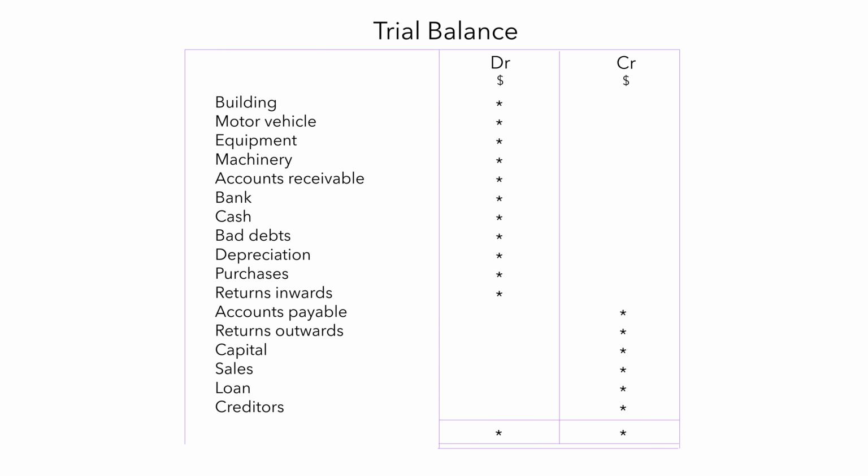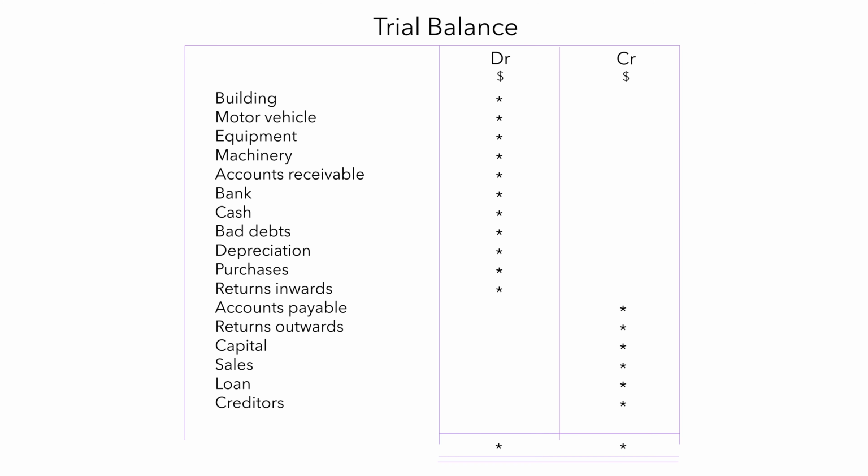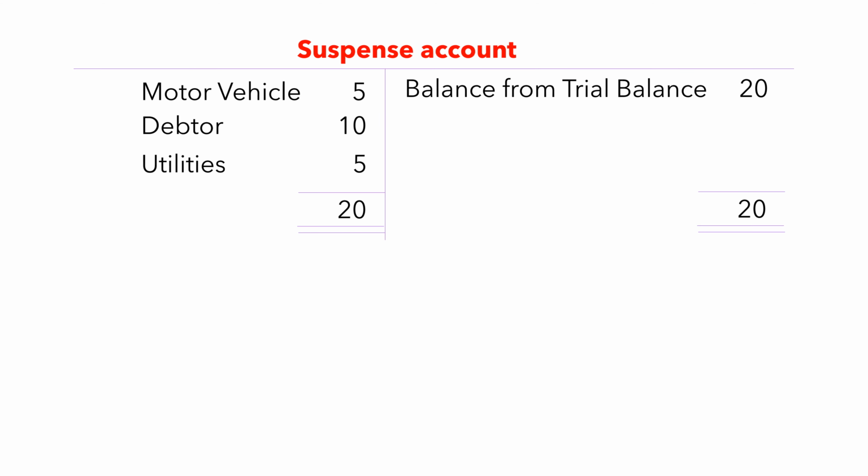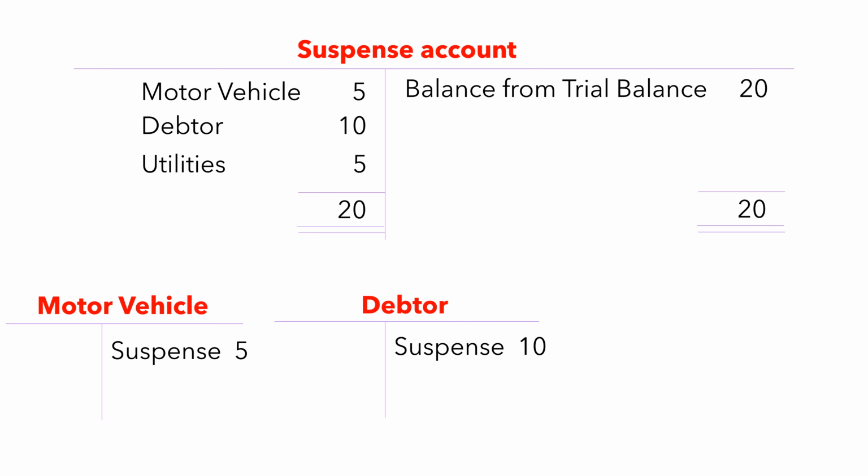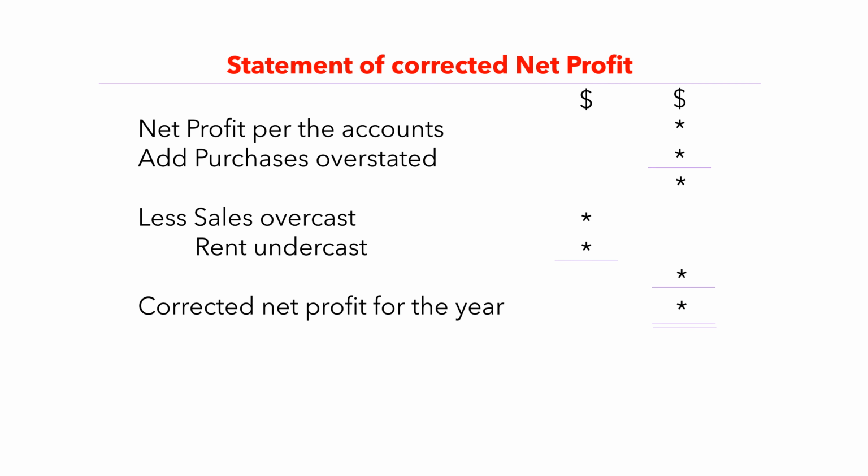Errors that affect the trial balance are corrected in several ways. These are suspense account, that helps you to locate mistakes made in the journals and ledgers. Draft net profit helps you to adjust errors made when recording your income and expenses.